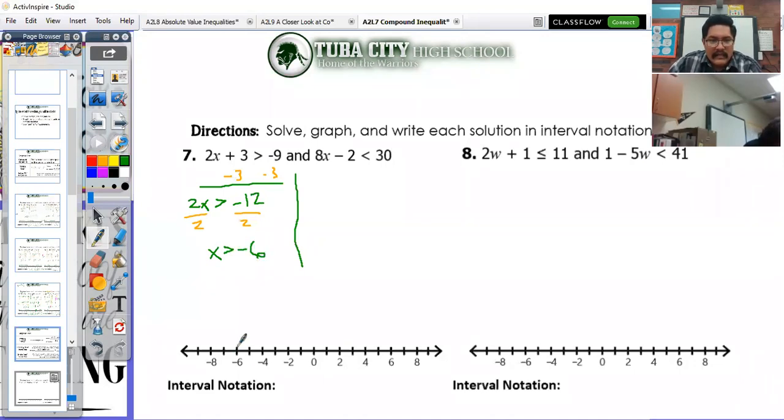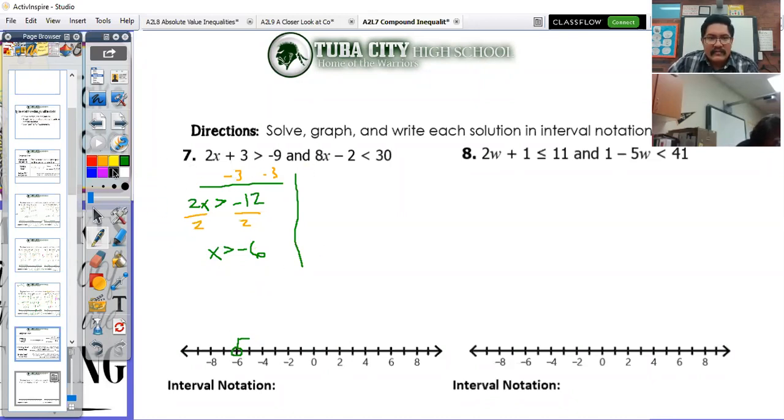So mark out -6 with an open circle, because it's not included. There's no "or equal to," it's just greater than. And I'm going to mark a little tiny arrow. Okay, check it if you're not sure. If I pick positive 2, 2 is greater than negative 6. That's true. Positive numbers are always greater than negative numbers. So I think that's it for that one.